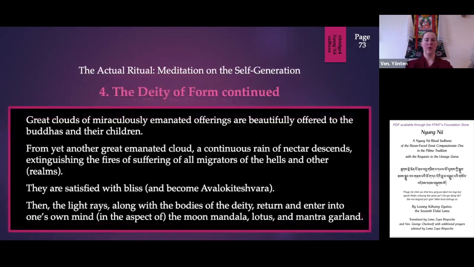Great clouds of miraculously emanated offerings are beautifully offered to the Buddhas and their children. From yet another great emanated cloud, a continuous rain of nectar descends, extinguishing the fires of suffering of all migrators of the hells and other realms. They are satisfied with bliss and become Chenrezig.